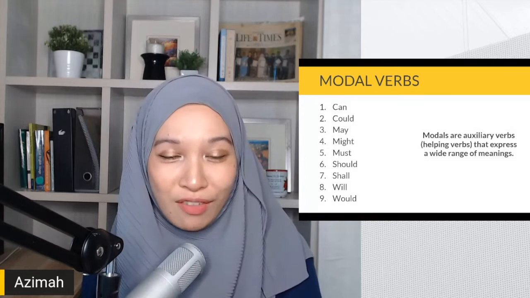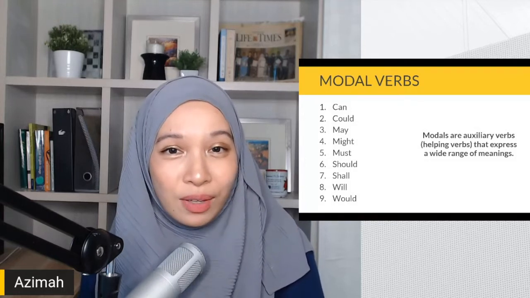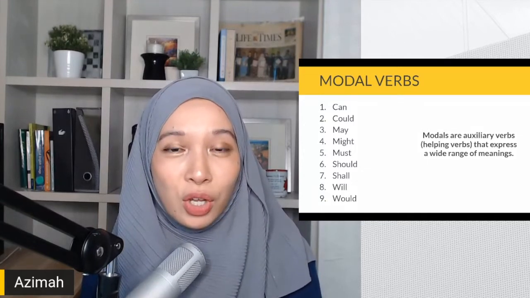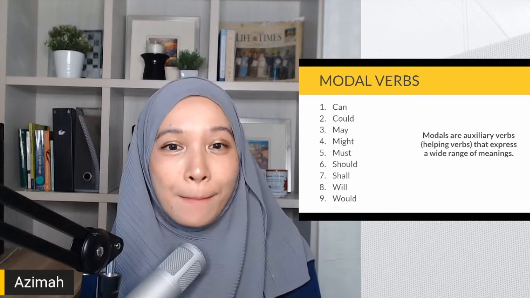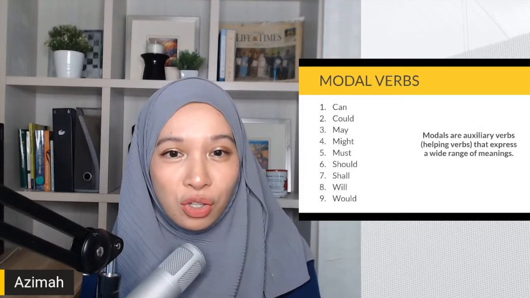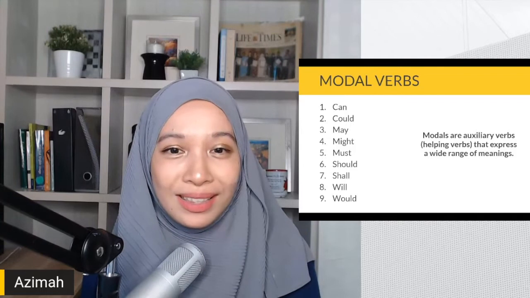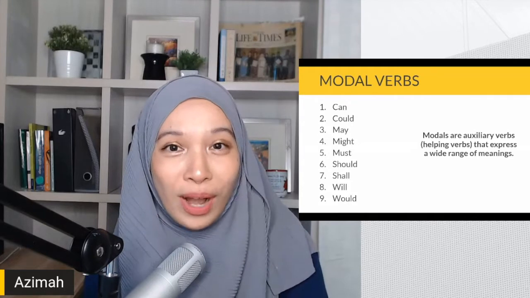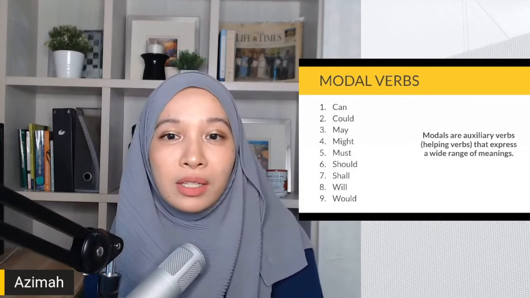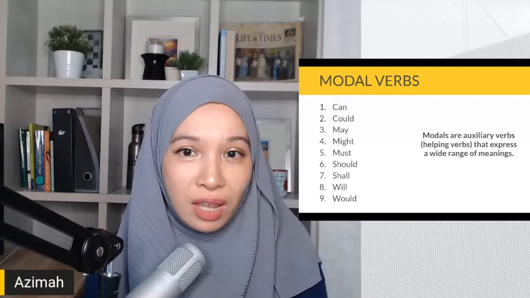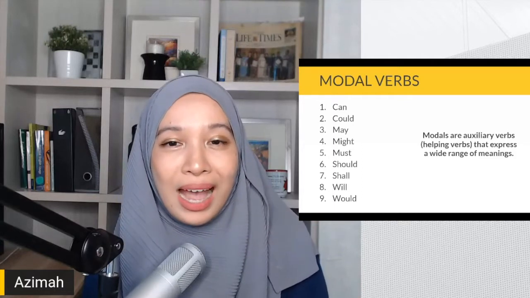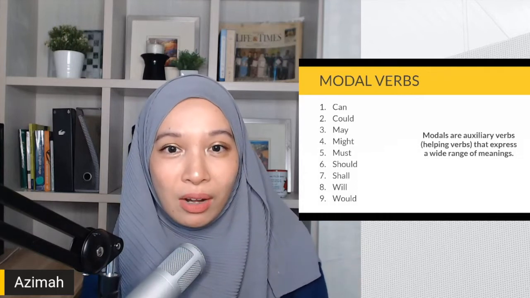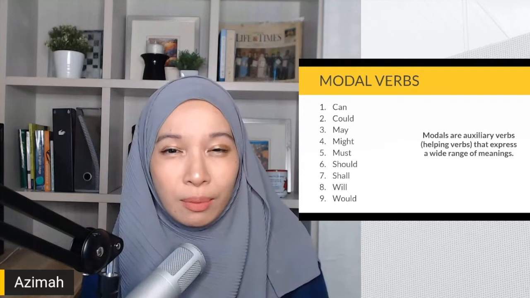So modal verbs, everybody. There are about 9 of them, and we're going to cover a little bit, not all. We've got can, could, may, might, must, should, shall, will, and would. Modals are auxiliary verbs or helping verbs. Sometimes in your dictionary it's called auxiliary verbs, sometimes helping verbs. I like to call them helping verbs because they help another verb. It helps me understand modal verbs better as helping verbs.